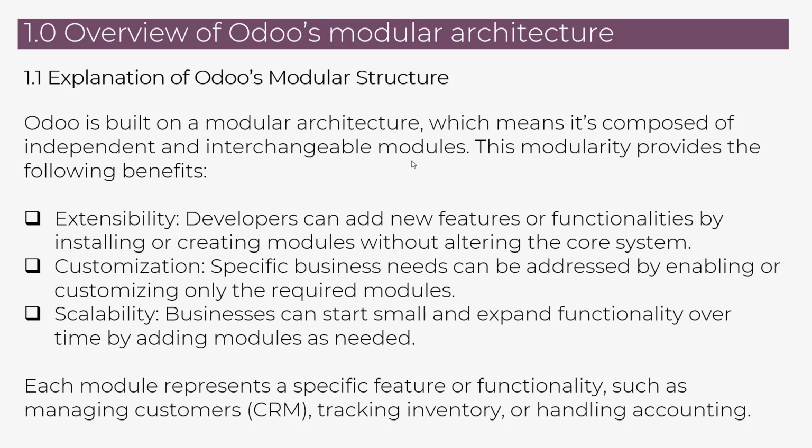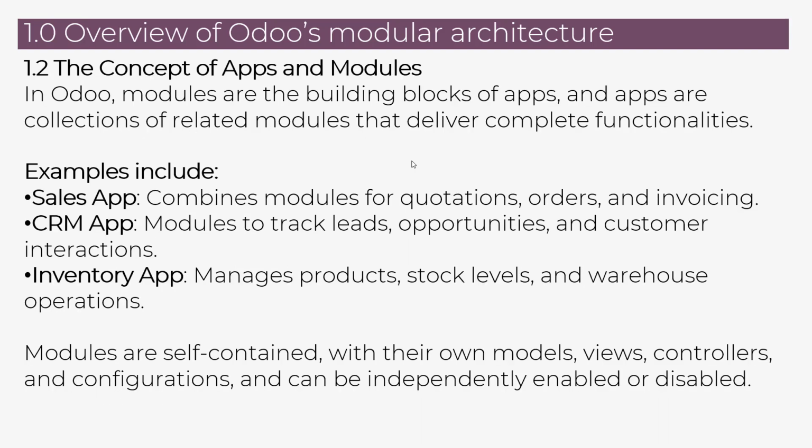Each module represents a specific feature or functionality, such as managing customers, that is CRM, tracking inventory, or handling accounting. The concept of apps and modules. In Odoo, modules are the building blocks of apps, and apps are collections of related modules that deliver complete functionalities. Examples include the sales app, the CRM app, the inventory app. So modules are self-contained with their own models, views, controllers, and configurations.